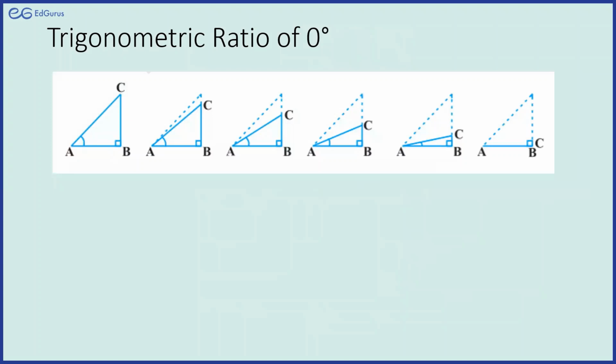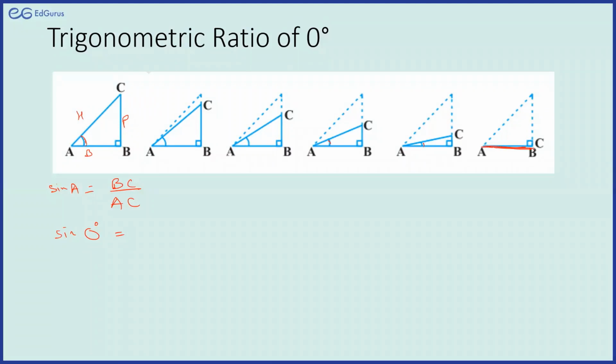Now, trigonometric ratios of 0 degree angle. This is my perpendicular, this is base, this is hypotenuse. So I know sine A is equal to BC upon AC, which has some value. Now suppose angle A becomes 0, so I am saying sine of 0 degree. If I move AC downwards, can you see the angle A is reducing? And in the last picture, angle A is 0.